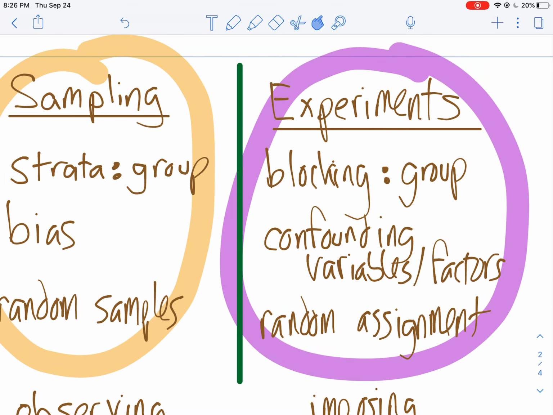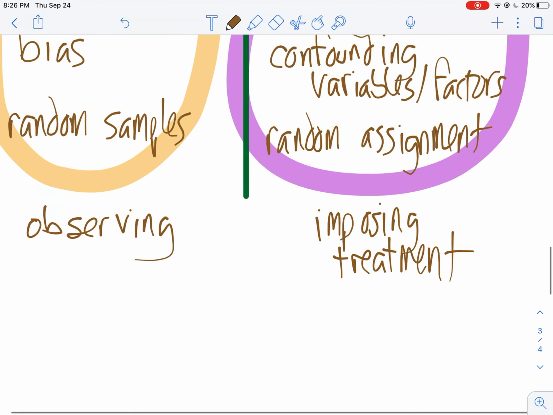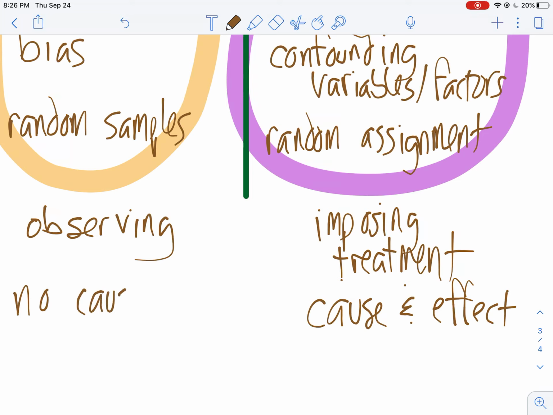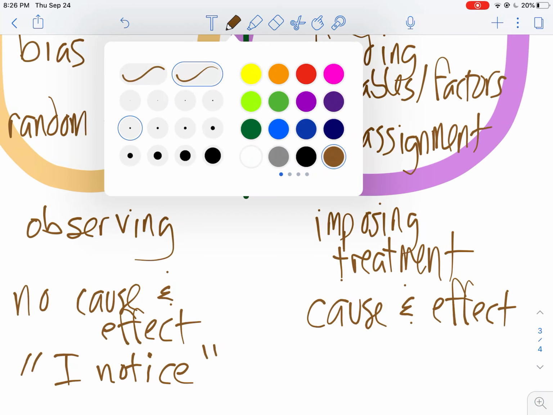In that case, if you're doing that, you can come to a conclusion that one affects the other. So I'm even going to put down here cause and effect. You can determine that with an experiment. You can't do cause and effect with a sample. However, you can say, I notice. Even if it's something very obvious, you might think, man, I really should come to this conclusion. You really can't if it's not an experiment.